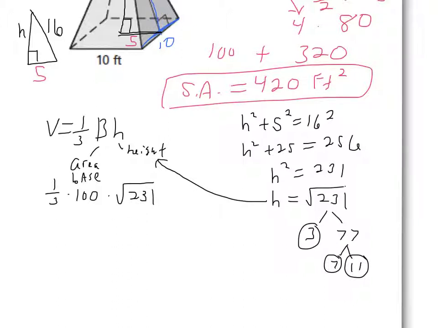So if you wanted to leave this as an exact answer, all you can really do is multiply the 1/3 times 100. You can either write 100 over 3 and just leave it like that, or I would probably write it as 33 and 1/3, 33.3 repeating. And that's just times radical 231, and that is cubic feet. Now, we should also round that to get an answer that's maybe a little more practical. And it's 506.62.